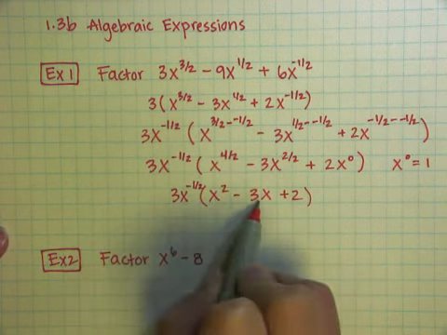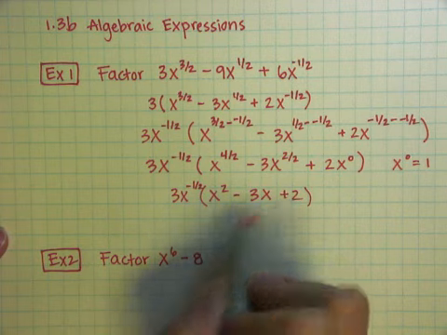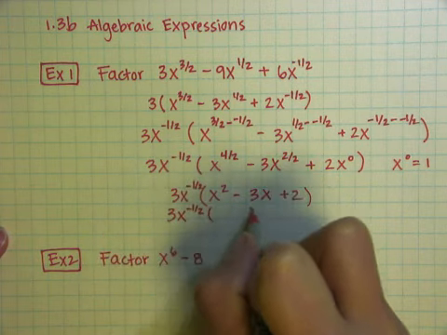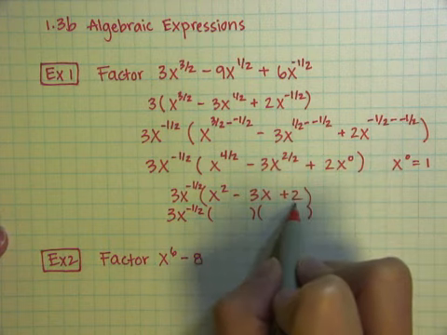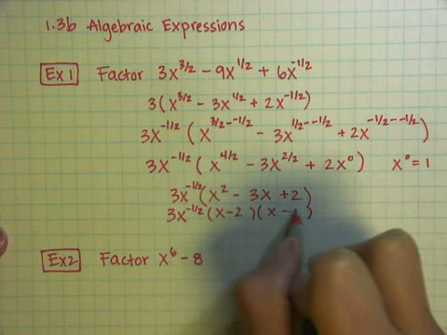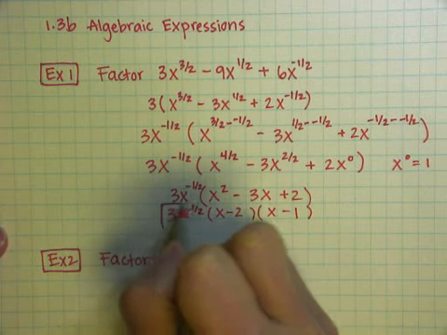And now x squared minus 3x plus 2 is something that looks familiar. So I've got 3x to the -1/2. Let's see, I need two things to multiply to 2 and add to -3. That's going to have to be a -2 and a -1. And there's my final answer.